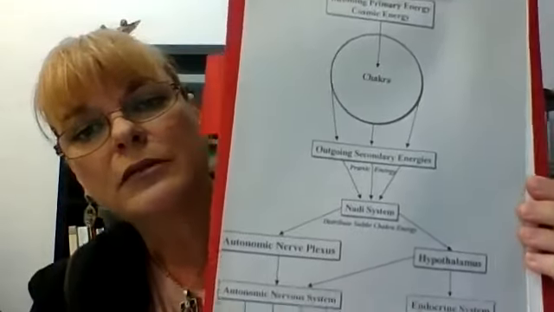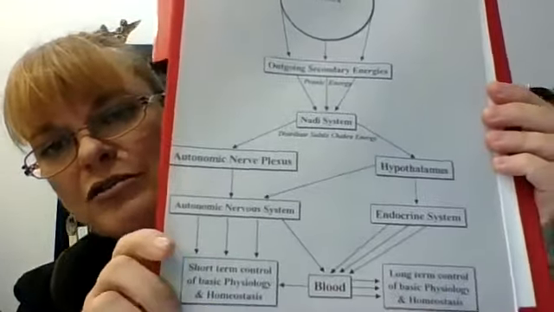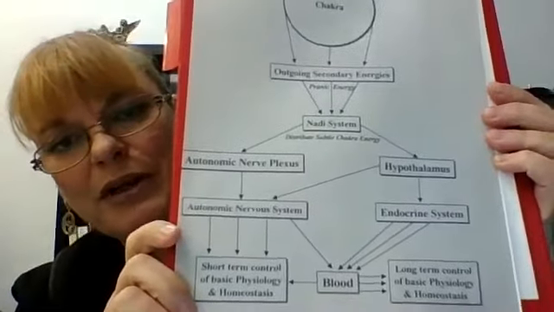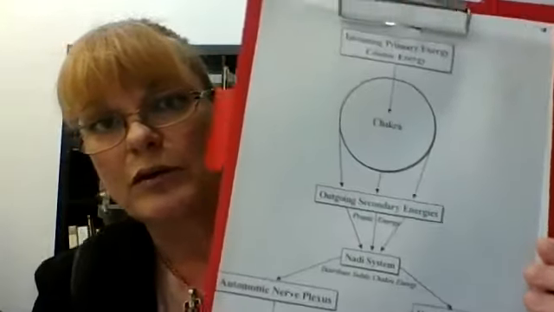So basically the universal energy comes in via the nadis through the kundalini and into the chakras, which feed the nerve plexuses, the autonomic nervous system, the central nervous system, the hypothalamus, the endocrine system, the blood, and the organs. And that's how, very simplistic structurally written up, but it explains it really well.